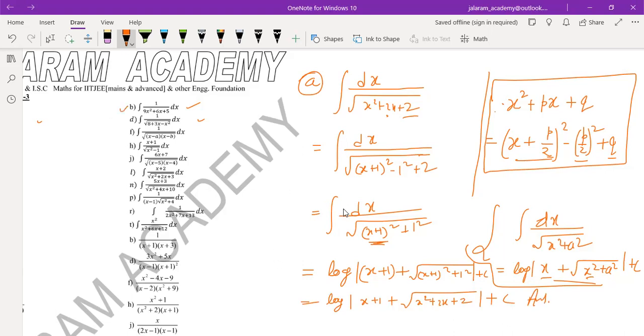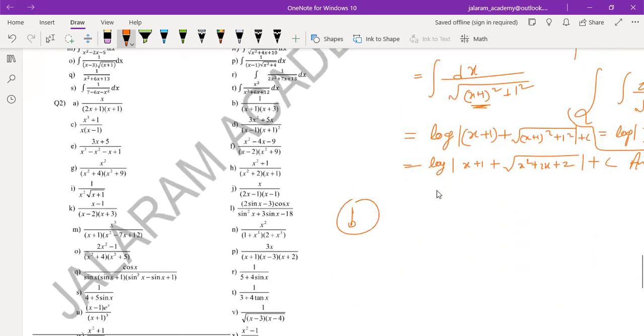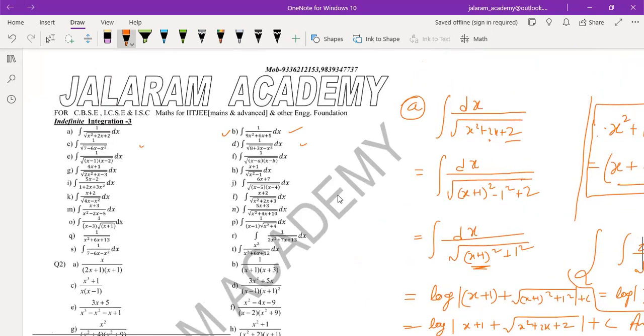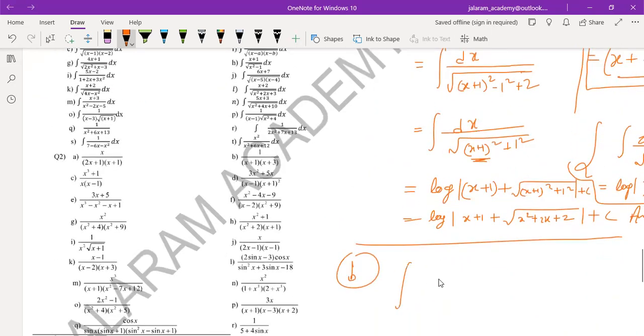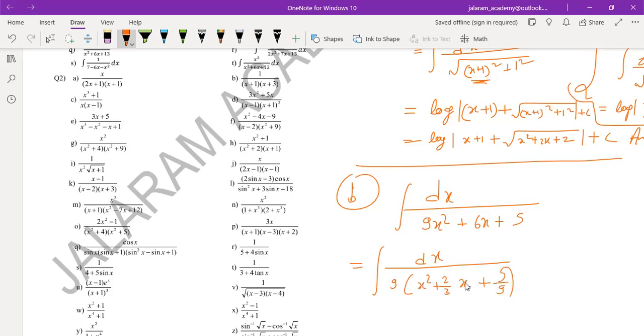Similarly, we can solve question number B also. I'm telling you this one also for the practice. Dx upon 9x square plus 6x plus 5. So first of all, what should we do? Take 9 common from this. So it is then x square plus 6 by 9, that is 2 by 3x plus 5 by 9.